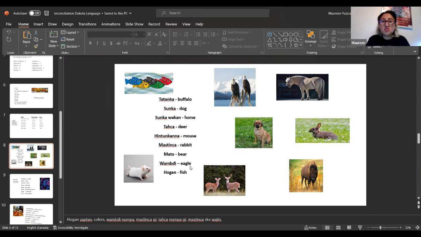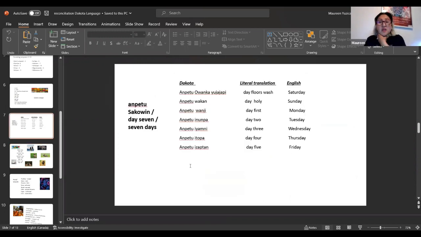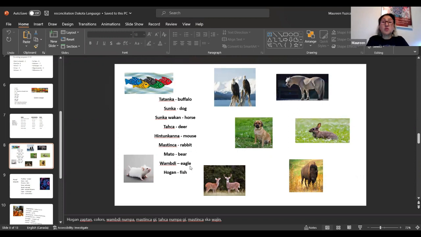The second one is shunka. When you're writing it for yourself to remember, put an SH for shunka, and that's dog. Horse is similar, shunka wakan. And remember, in days of the week, we have Sunday, Empetu Wakan, holy, remember? So again, horse is Shunka Wakan. That means a sacred dog, a holy dog, right?